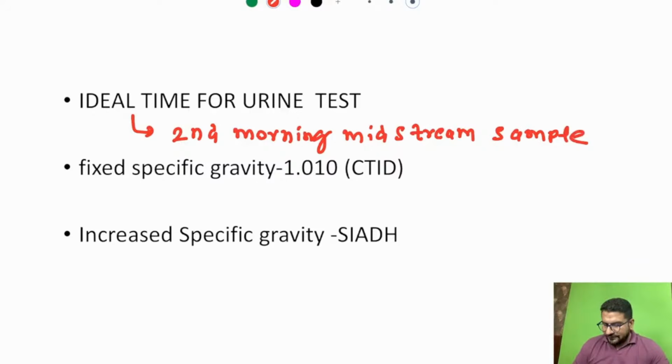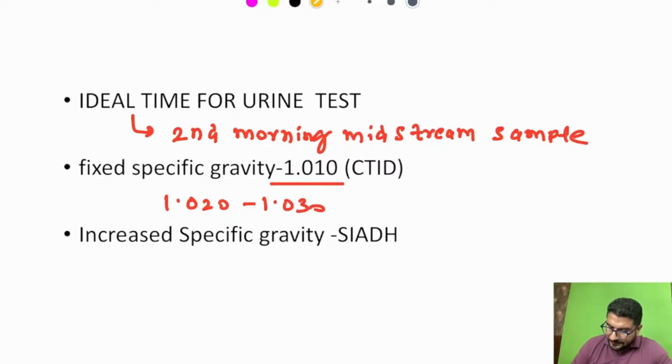Now coming to specific gravity. देखो normal specific gravity आपकी variable होती है. So normally specific gravity is 1.020 to 1.030. अगर specific gravity fix हो जाती है, if it is fixed, this is a sign of CTID. CTID means chronic tubulointerstitial disease. तो इसको हम बोलते हैं fixed specific gravity, or what we call this? We call this isosthenuria.